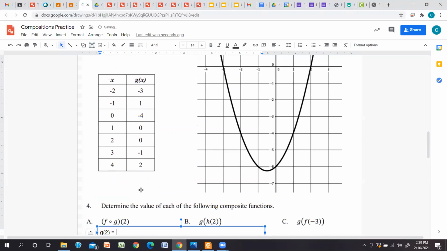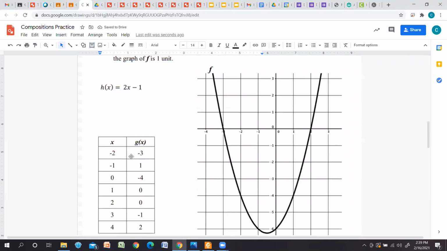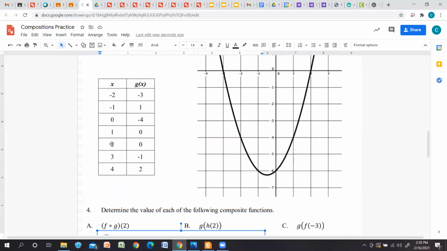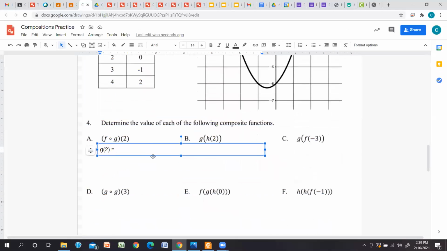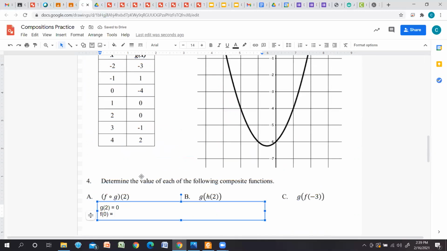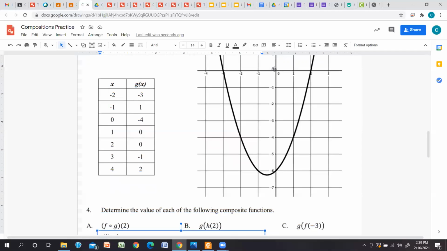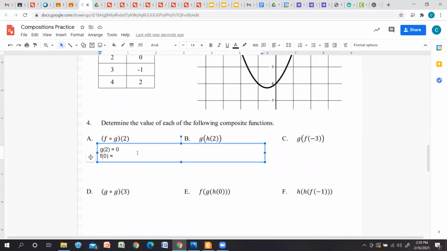Okay, well, we look at our symbolic representation. If the input is 2, the output is 0. So g of 2 equals 0. Then we say, okay, that output is the input for our other function to compose them. So f of 0 equals, what is it? Here's f. What's f of 0? When x is 0, the output is -6. The answer is -6. All right. So that's how we do those.